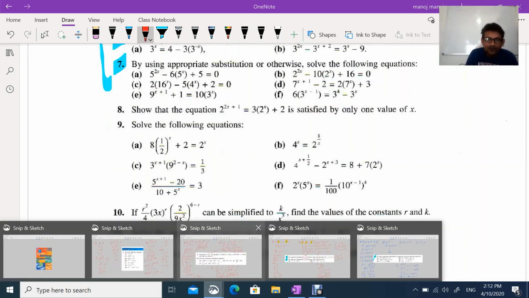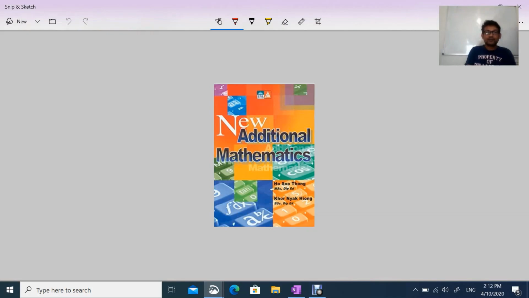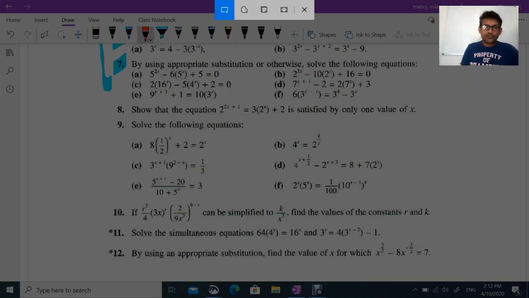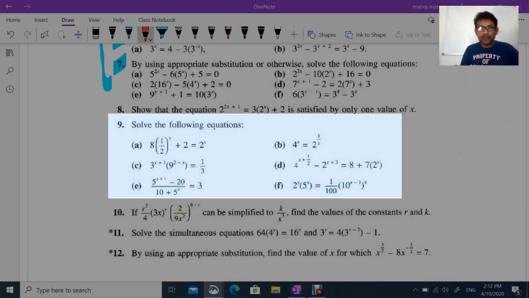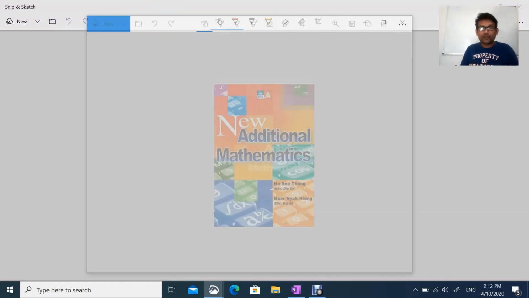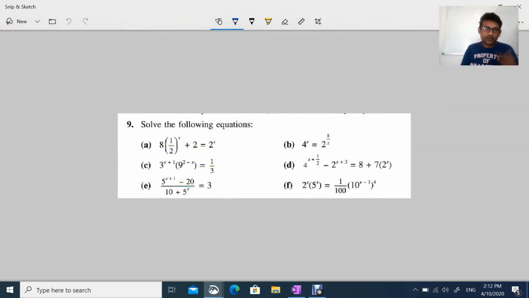This is the same thing because we have this type of question in exams. Question number 9, I am not doing all the parts, just to help you. The questions which are very important in examination, I would like to solve those questions. Question number 9 is also one of the most important parts. Solving this appropriate value, what you can do.